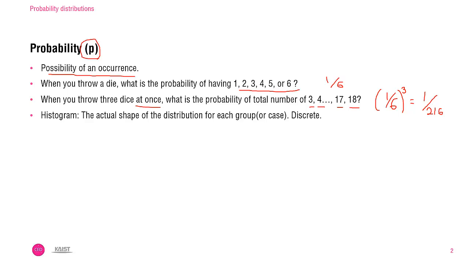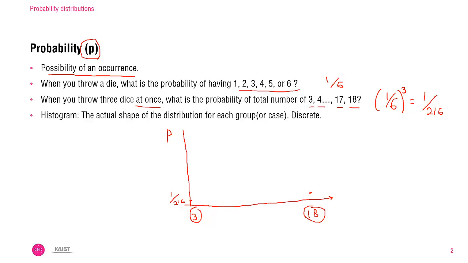What if you draw a histogram of this result? On the x-axis is the total number, so 3 to 18, and on the y-axis the probability. Having 3 or 18 is the rarest case, so the probability will be the lowest, which is 1 over 216. And here equally at this height.